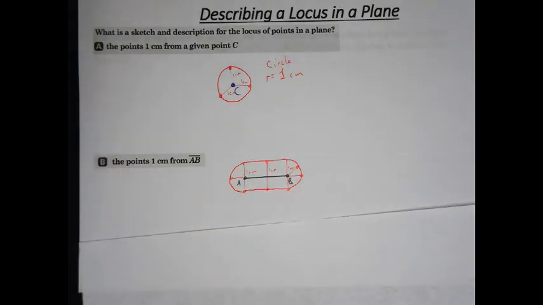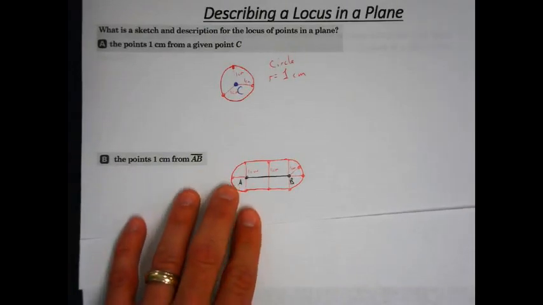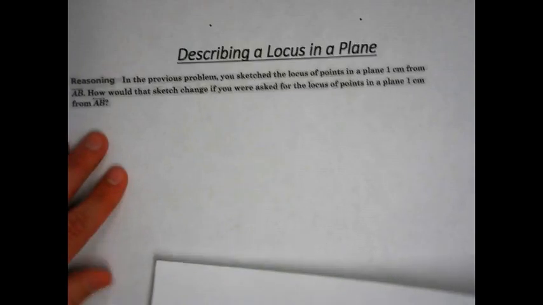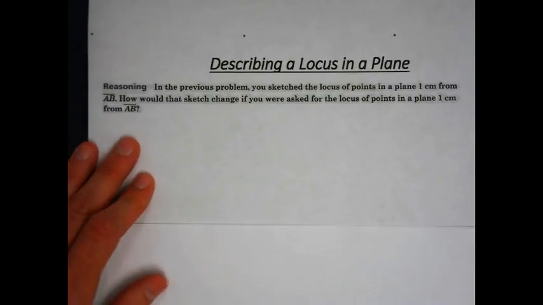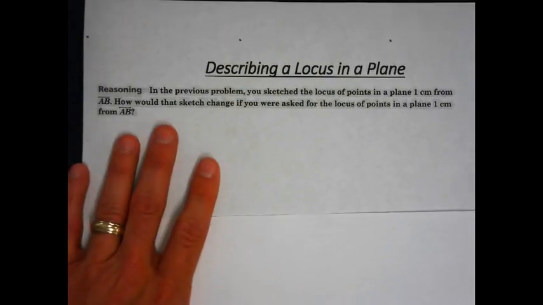And so maybe that's how we would describe it: semicircular ends around a rectangle. But that is what a locus is. You're just describing a set of points that meet that criteria. So let's think of another one, and we'll call it a video. We'll come back with some more challenging stuff. So let's use some reasoning.